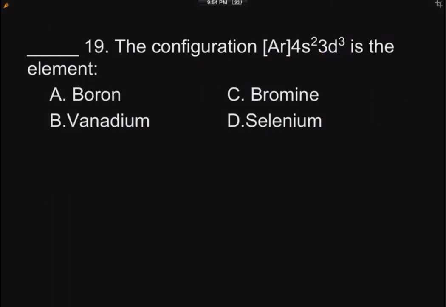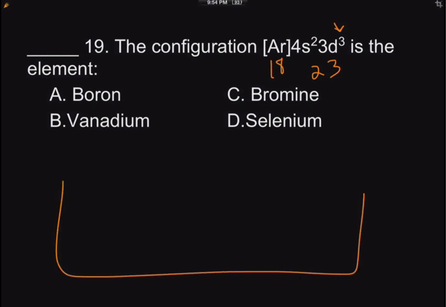Which element has the configuration 4s2 3d3 following argon? Again, different ways to do it. Argon is 18. 18 plus 2 plus 3 is 23. It's also 3d3, which means it's the third column over in that middle D block.